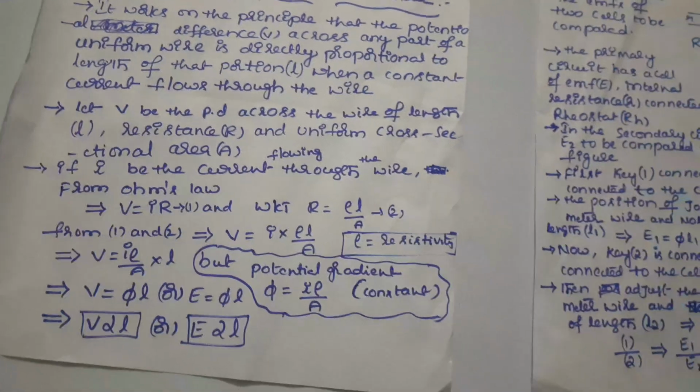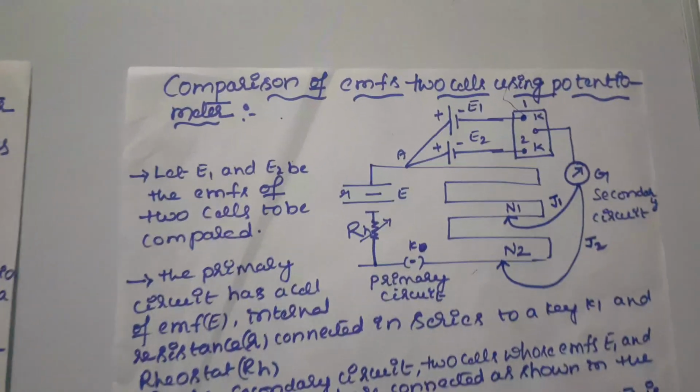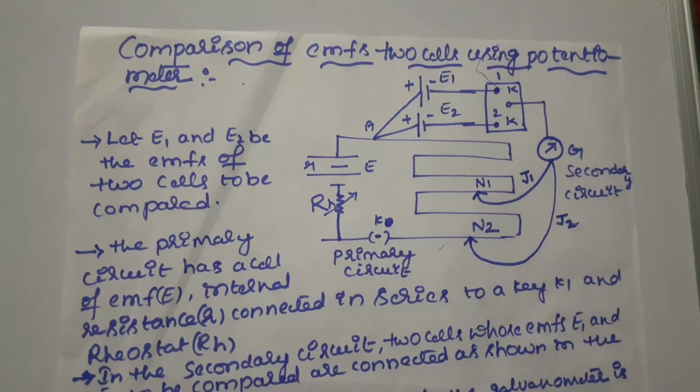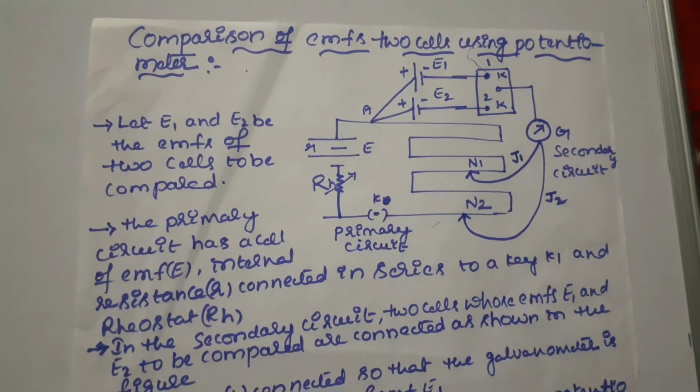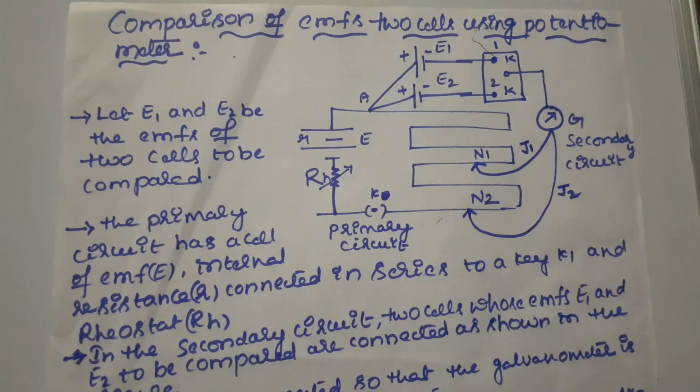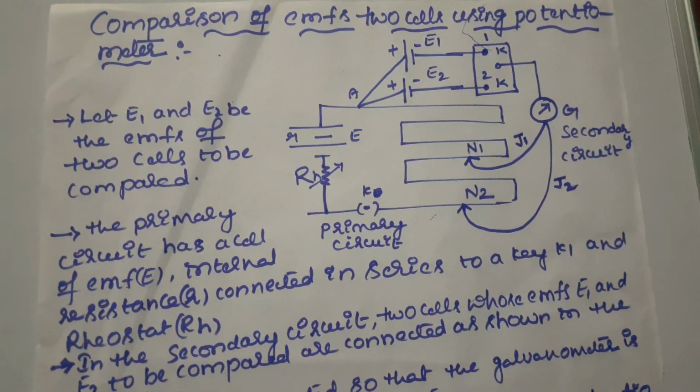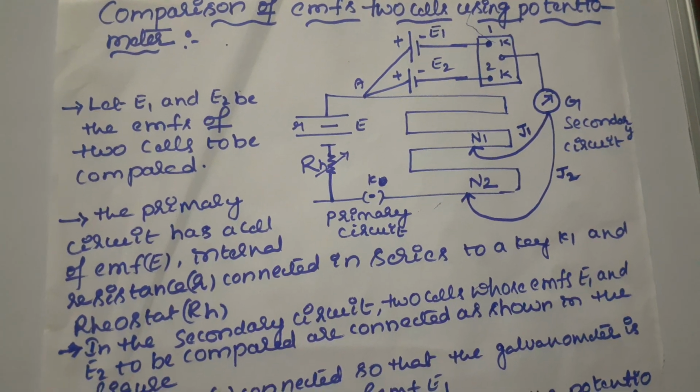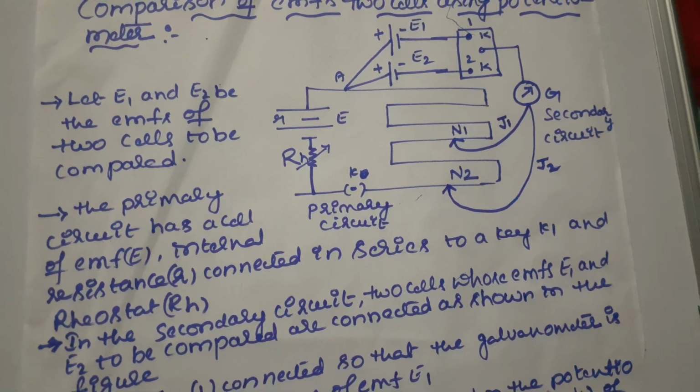So now, the next topic is comparing the EMFs of two cells using potentiometer, students. So you can see the diagram of the potentiometer. There the primary circuit is there and the secondary circuit is there.